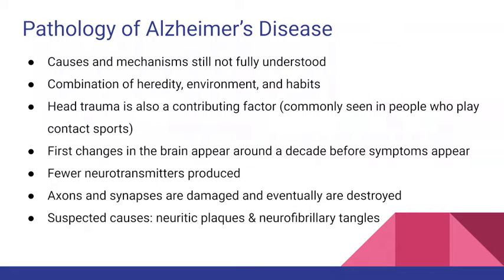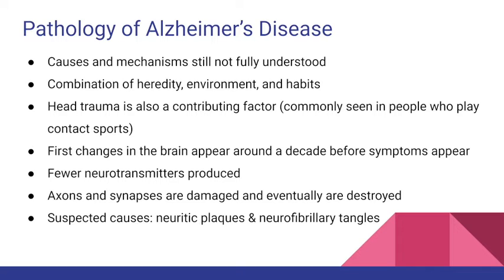So, what exactly causes this degeneration to happen in the first place? We aren't exactly sure yet, though it is most likely due to a combination of heredity and genetics, environment, and habits. Head trauma is also linked to a higher risk of Alzheimer's.